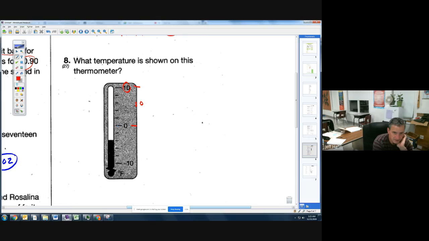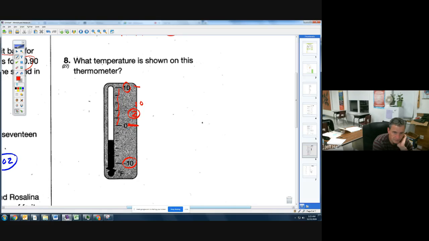And how many spaces do I have between 10 degrees? There's 1, 2, 3, 4, 5. So each tick mark is worth 2. That's the first thing you want to figure out. So here we are. Now here's where you have to be careful. I am below 0 here. I am below 0 here, this is 10 below.